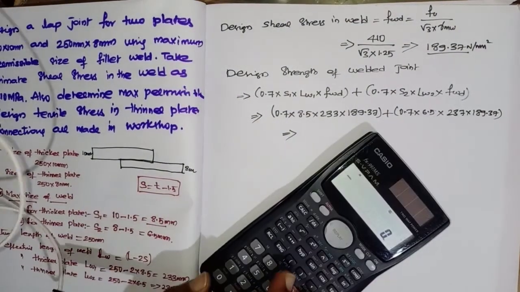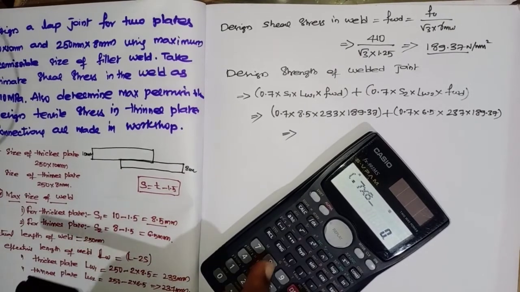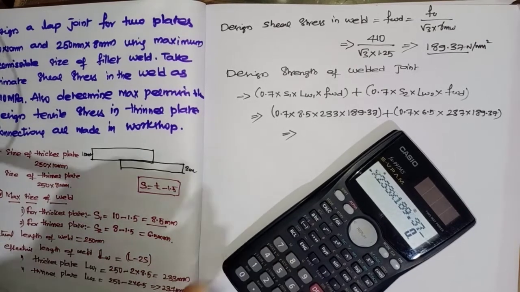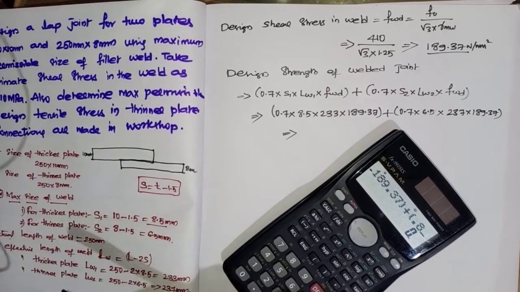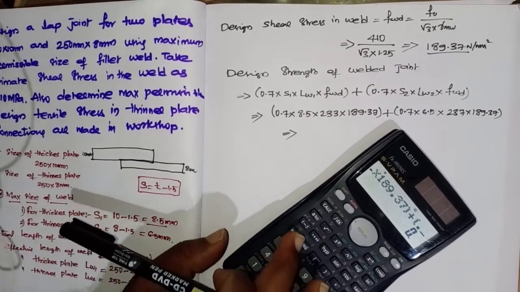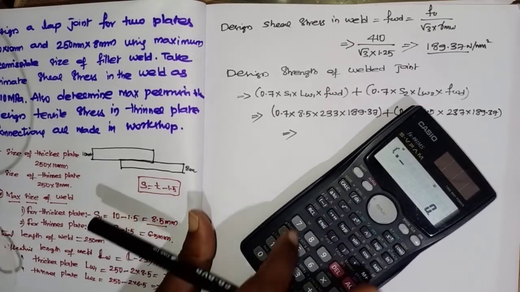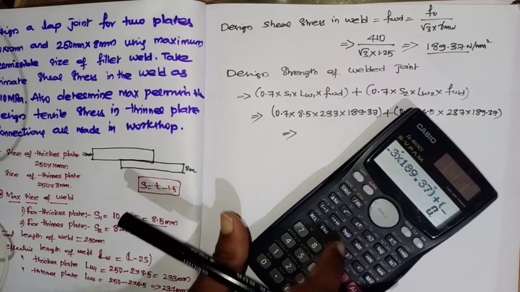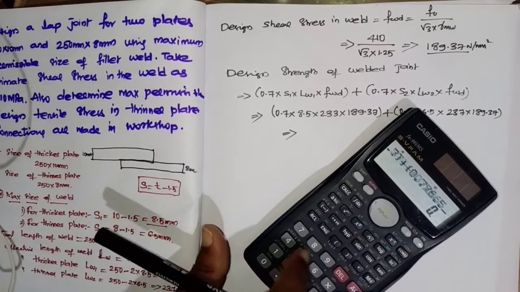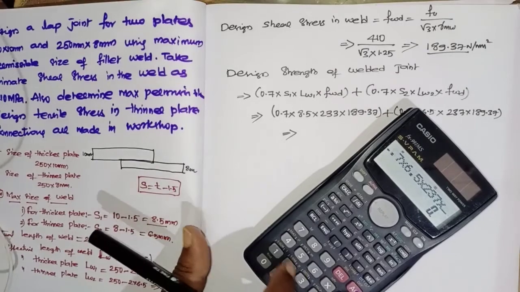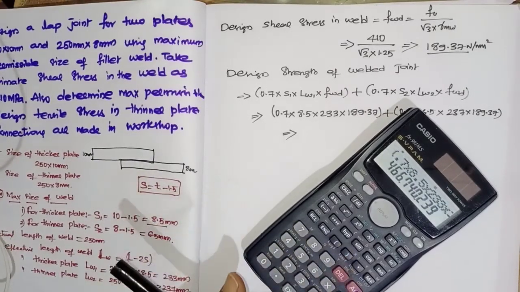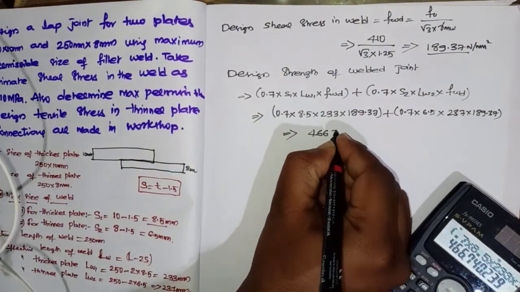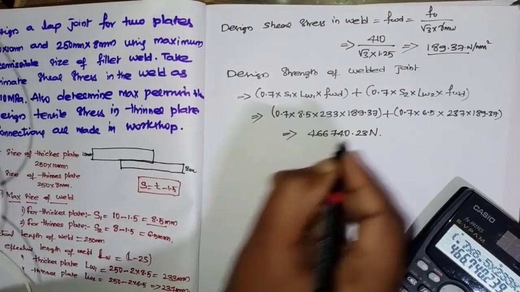So if I calculate 0.7 into 8.5 into 233 into 189.37 plus 0.7 into 6.5 into 237 into 189.37, I am getting around 466 740.23 newtons.